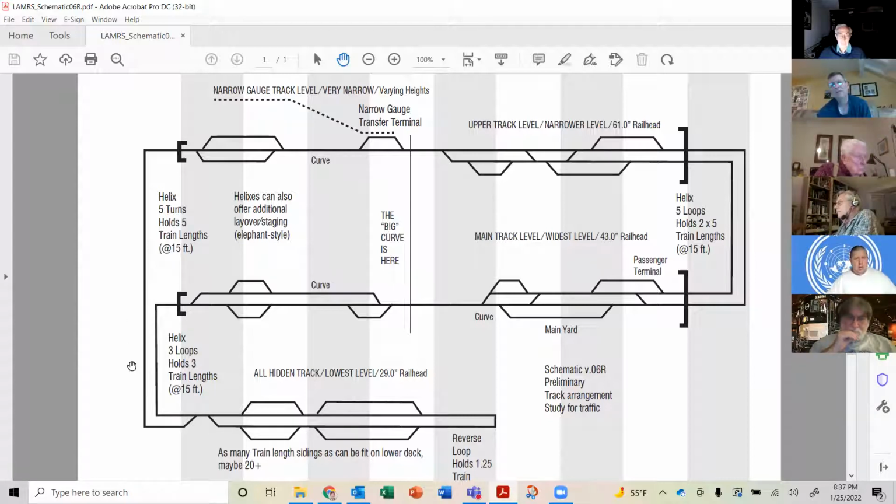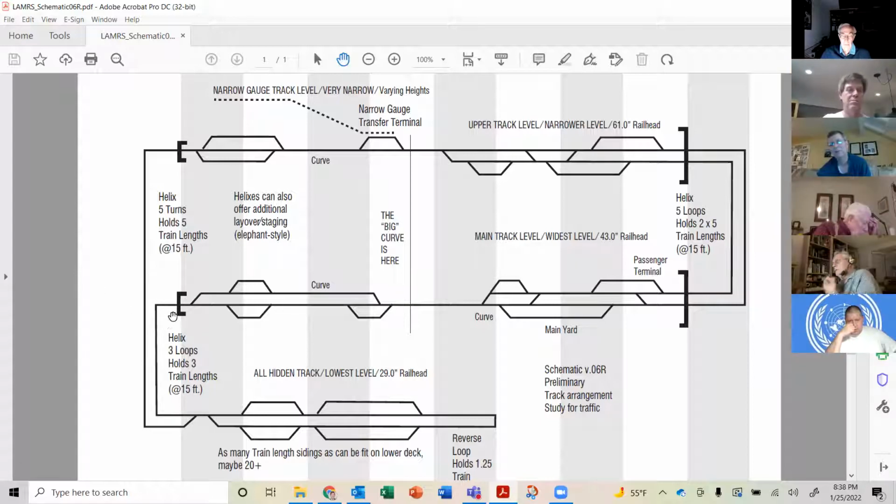But the lower helix is below the main deck, so it doesn't really interfere with the scenery on the upper deck, does it? You can put an industry sitting on top of the helix here, but you can't do that if you extend it all the way up. They're small. They don't take up that much room, really.